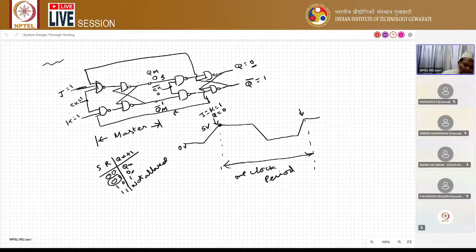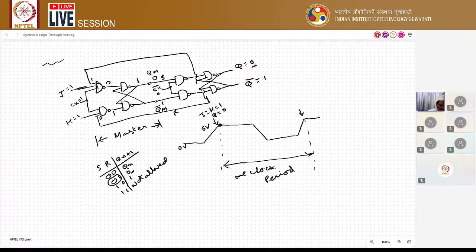Then this clock will be 0 because of clock bar. So the three inputs of the first NAND gate are 1, 1, 1, giving 0. And for this one, the inputs are 0, 1, 1. If one input is 0, that is sufficient to say the output is 1. So 1, 1 becomes 0, and 0, 0 becomes 1. These are the stable states.